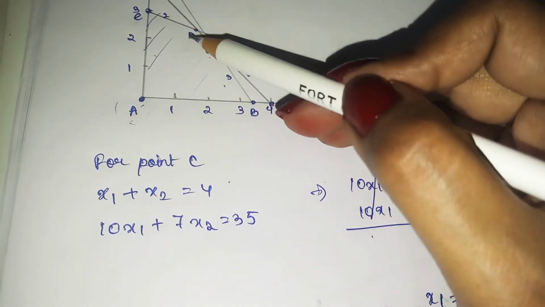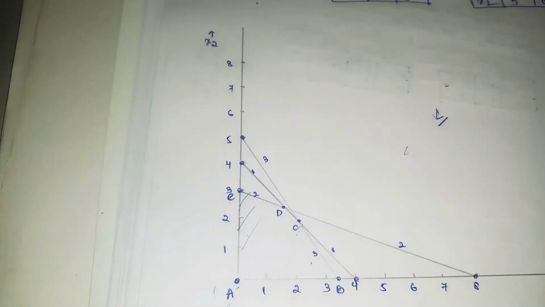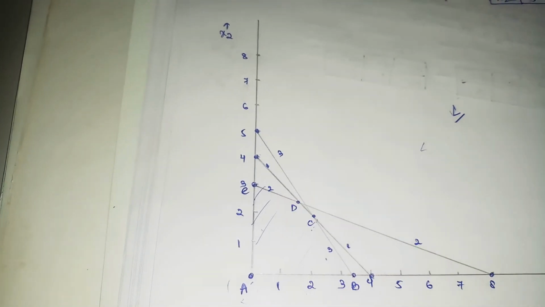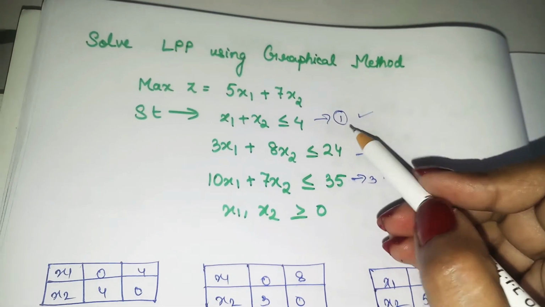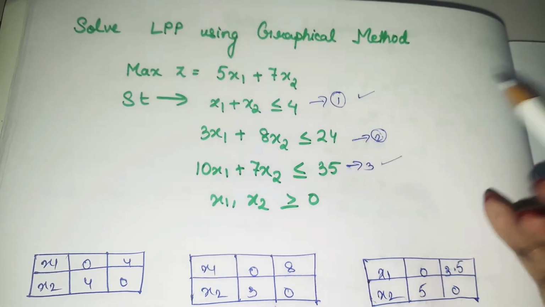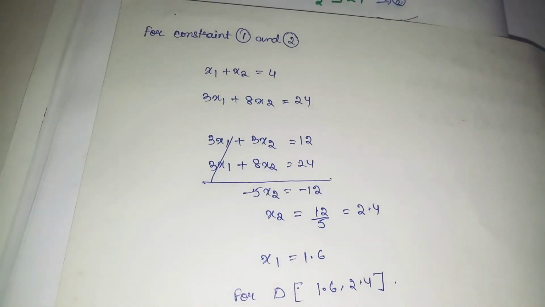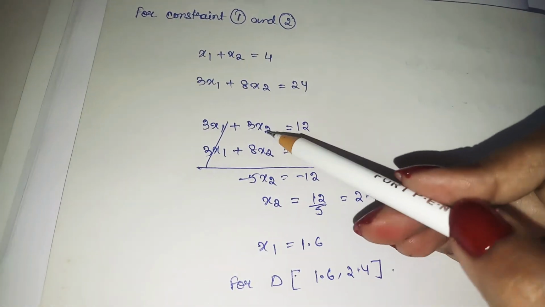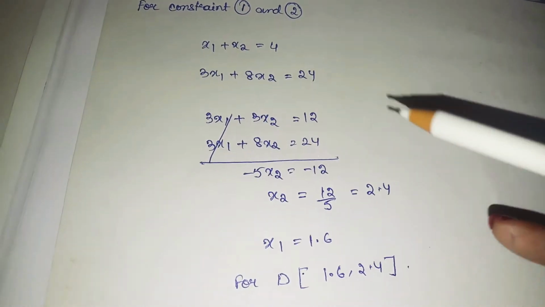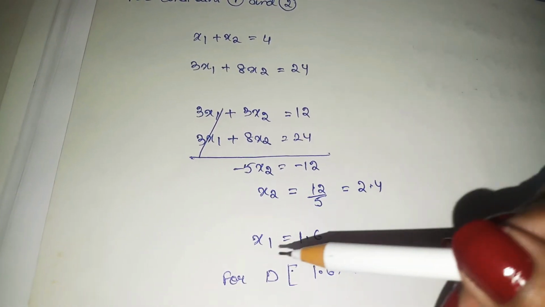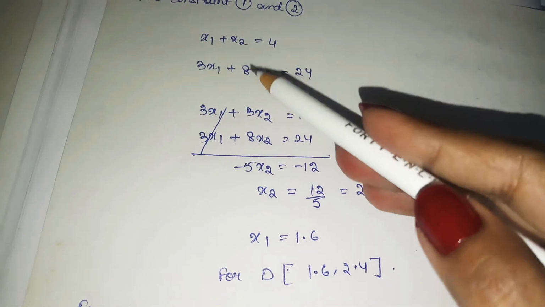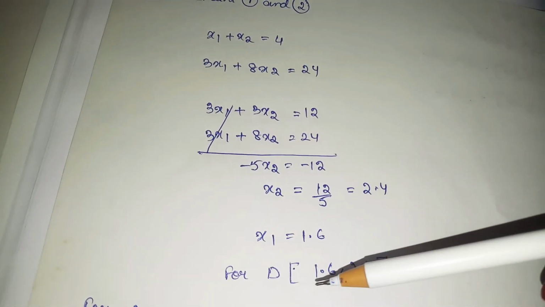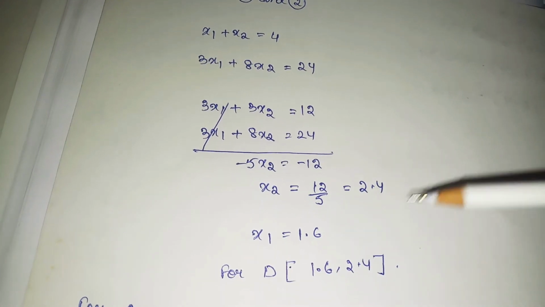Now I'm going to do it for point D. For point D, we need to formulate equation number 1 and equation number 2. Okay guys, as you can see, I have written here, this is equation 1 and this is equation 2. In a similar manner, you need to formulate. We have got x2 as 2.4, and putting the value of x2 in any one of the two equations, you will get x1 as 1.6. So for D, the coordinates are 1.6 and 2.4.